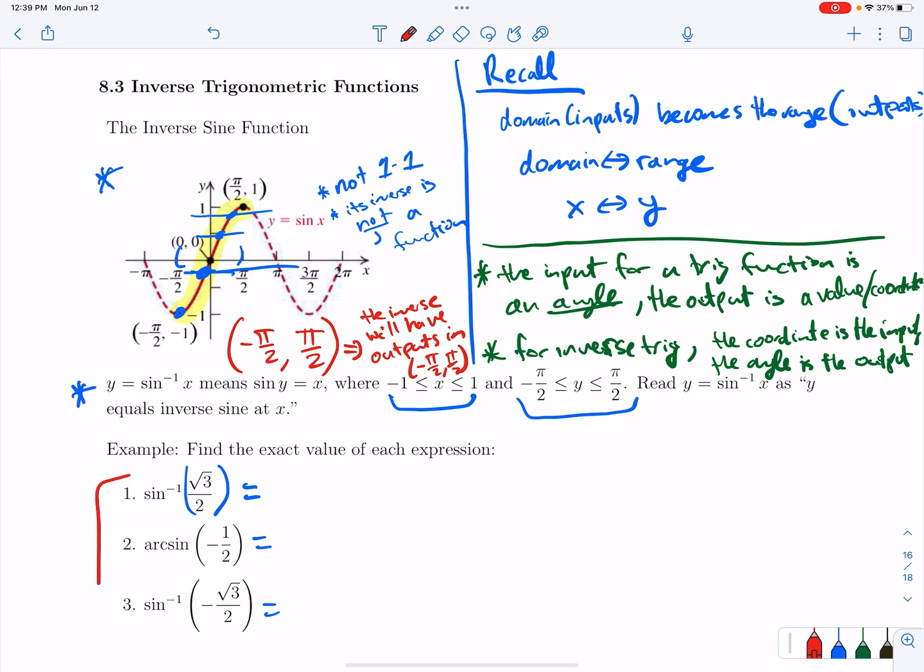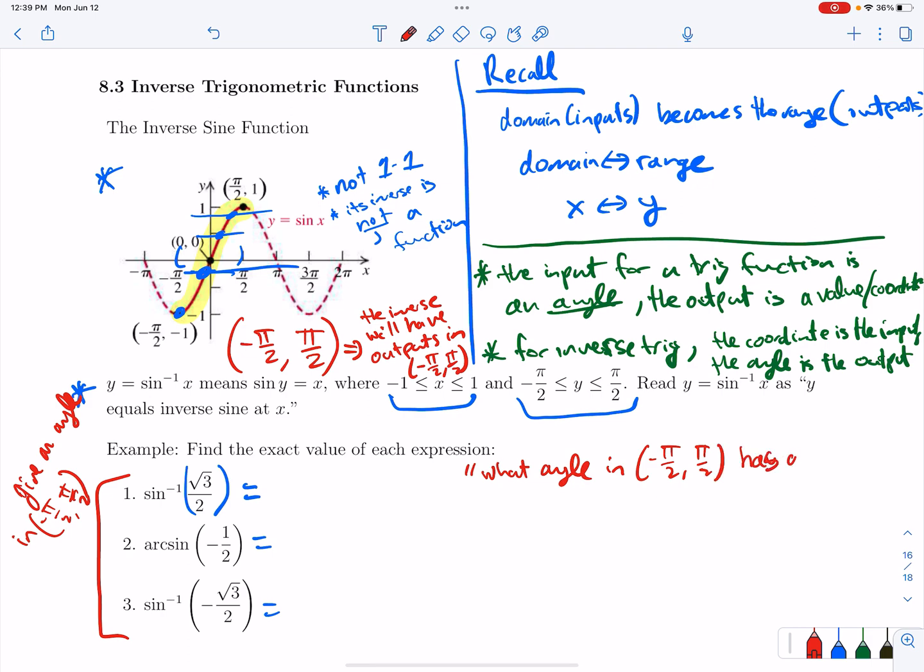So to answer these questions, these are asking for a given angle in negative pi over 2 to pi over 2 that satisfies this statement. The first one says sine inverse of root 3 over 2. What this is asking is what angle in negative pi over 2 to pi over 2 has a value of root 3 over 2. That's what this question is asking.